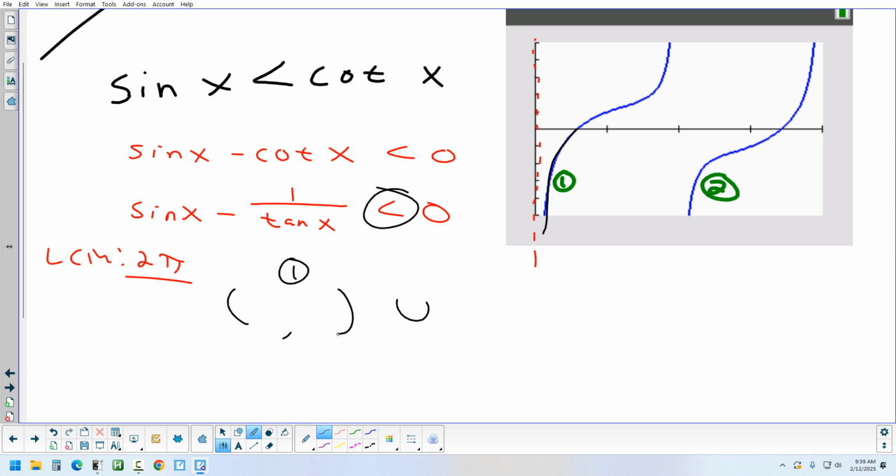Include or not include the lower part of interval 2? Yep. You do not include it because it is another asymptote. There's another asymptote there. So when we're talking about the left side of interval 2, it's going to go right up to that asymptote, but we can't include it.